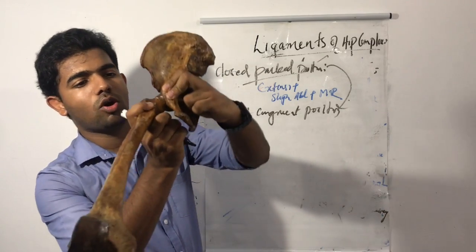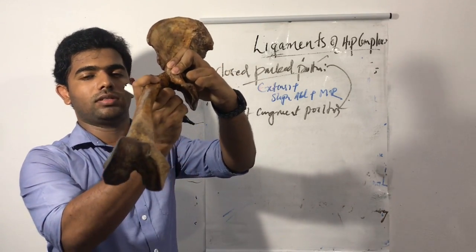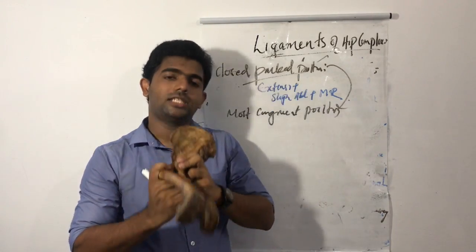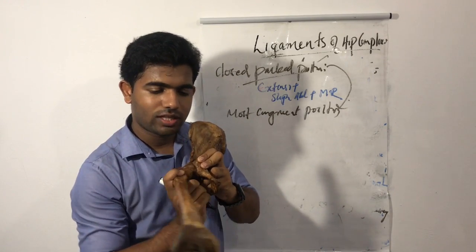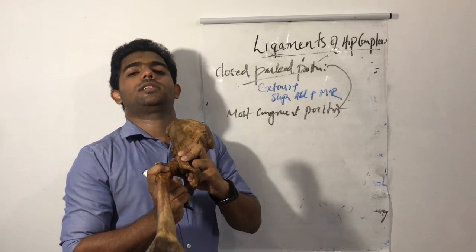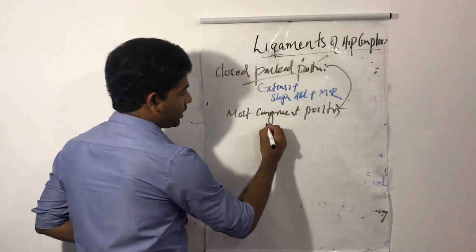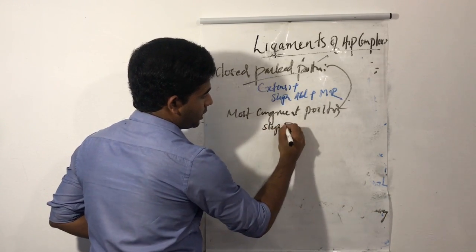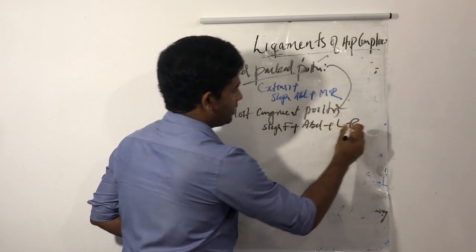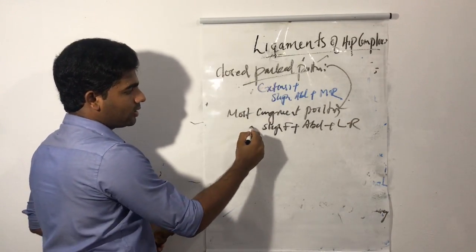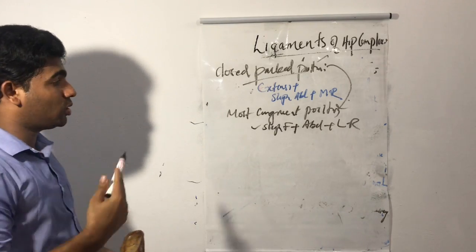See, the maximum congruency between the head of the femur and the acetabulum happens here. So the maximum congruent position is slight flexion plus abduction plus lateral rotation. This is the closed pack position. This is the most congruent.